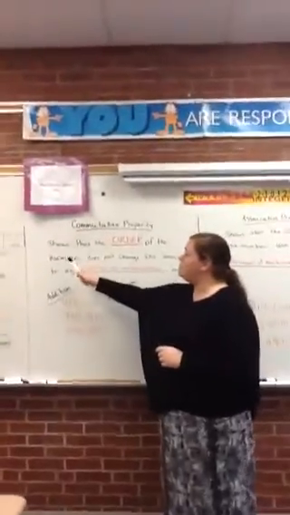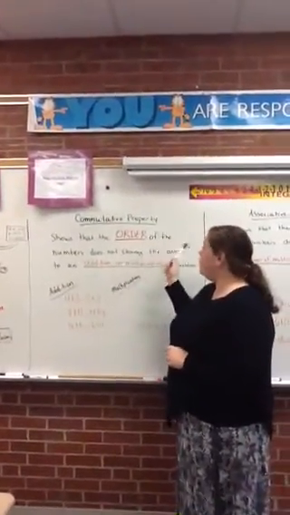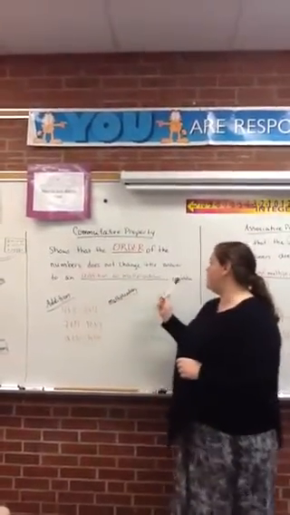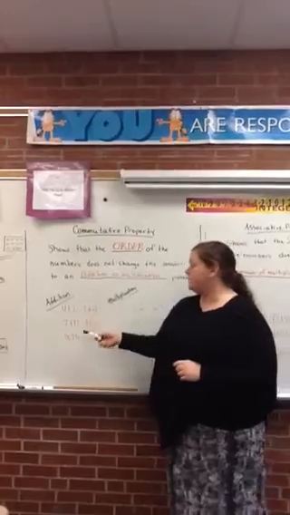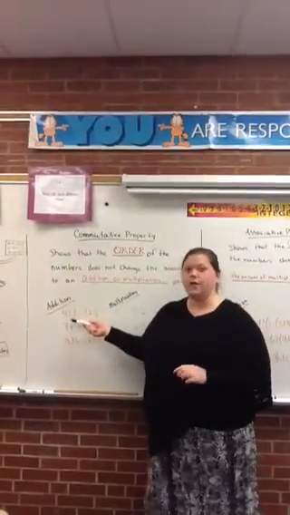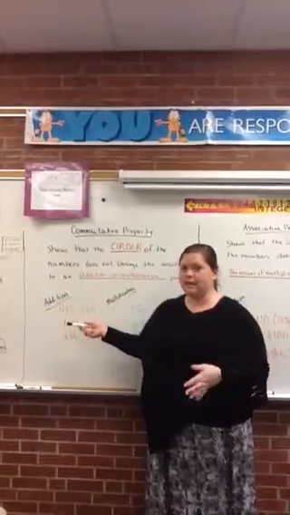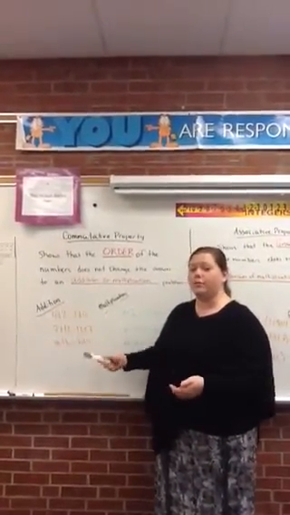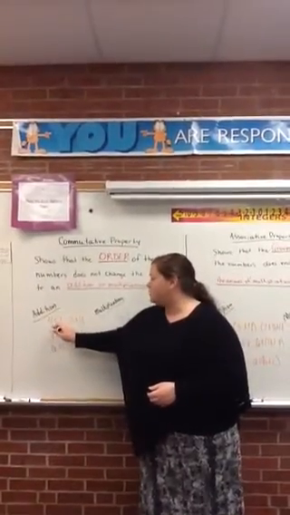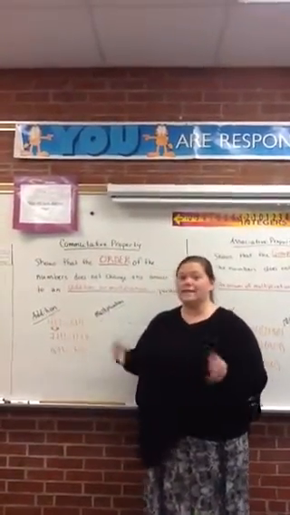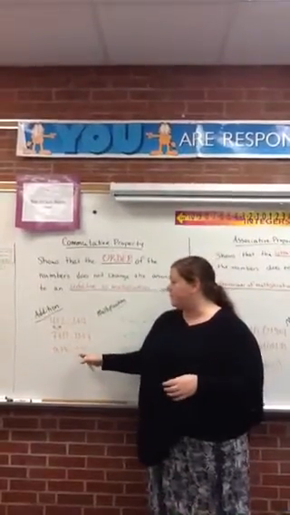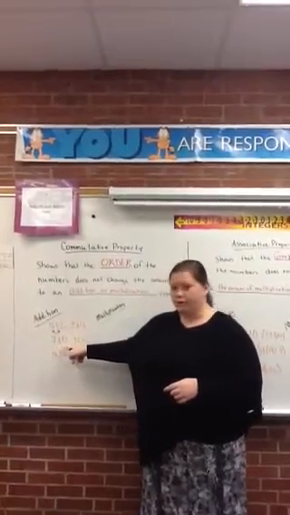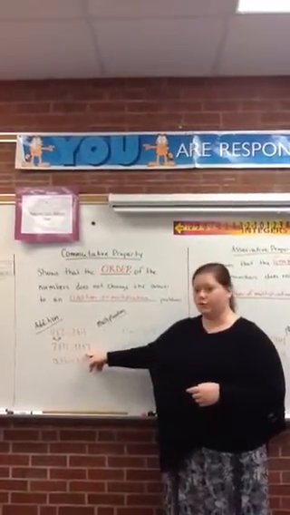The commutative property shows that the order of the numbers does not change the answer to an addition or multiplication problem only. So here's some examples. 4 plus 2. You all know that 4 plus 2 is 6. But in math, 4 plus 2 can also equal 2 plus 4 because the orders have switched. They just switched places, and it equals exactly the same thing. That's how we get order from commutative. Same thing with 7 plus 12. 7 plus 12 equals 12 plus 7.